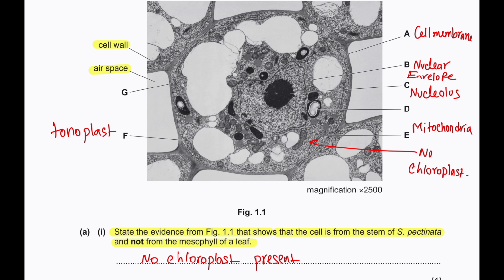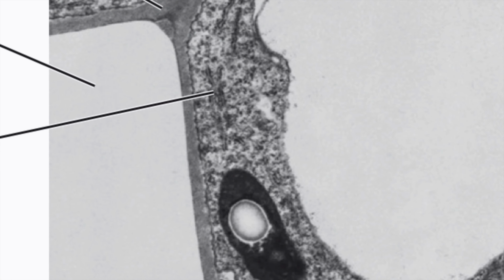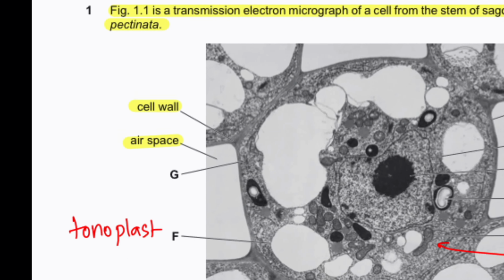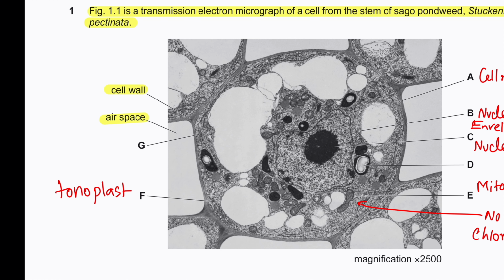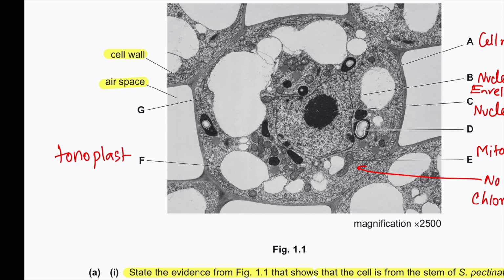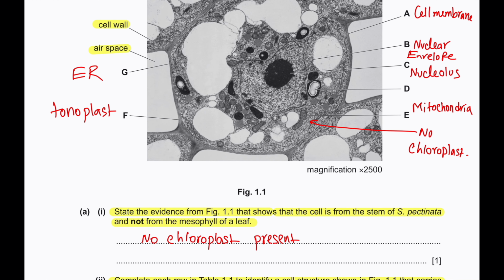And structure G shows us either smooth endoplasmic reticulum or rough endoplasmic reticulum. So we'll say endoplasmic reticulum. D could be starch molecule.